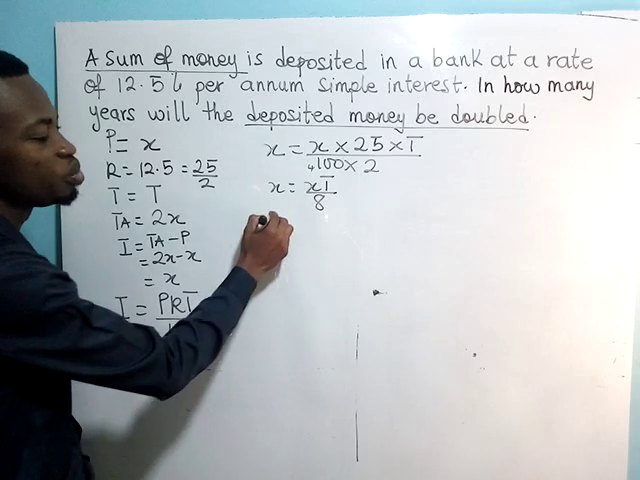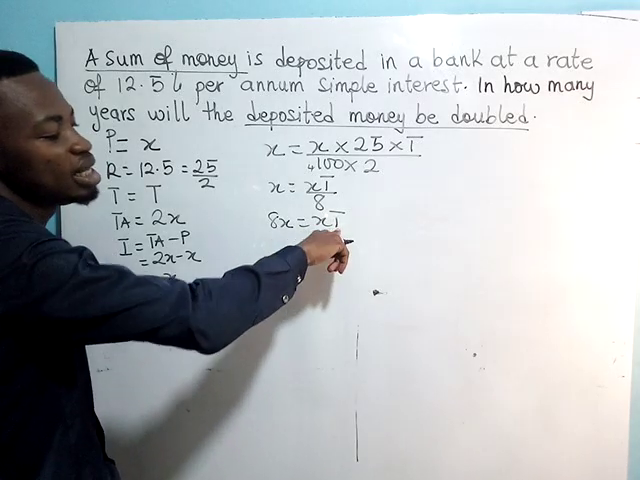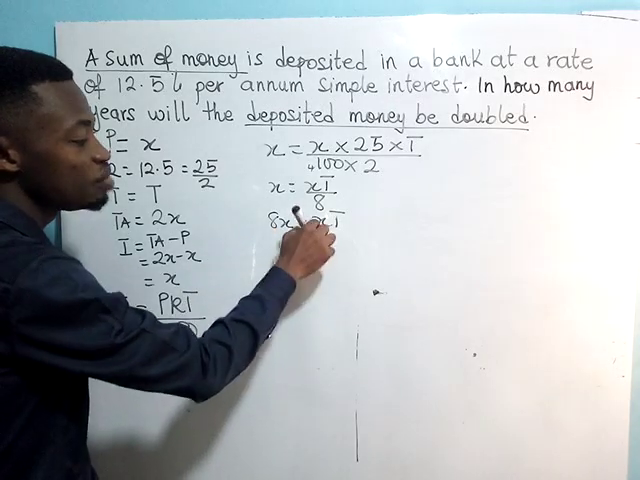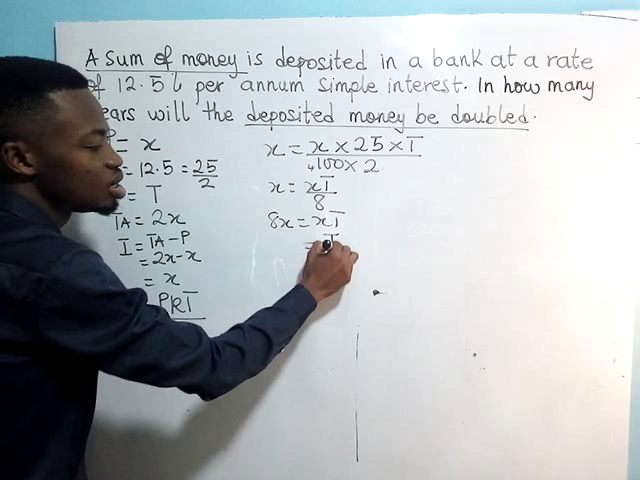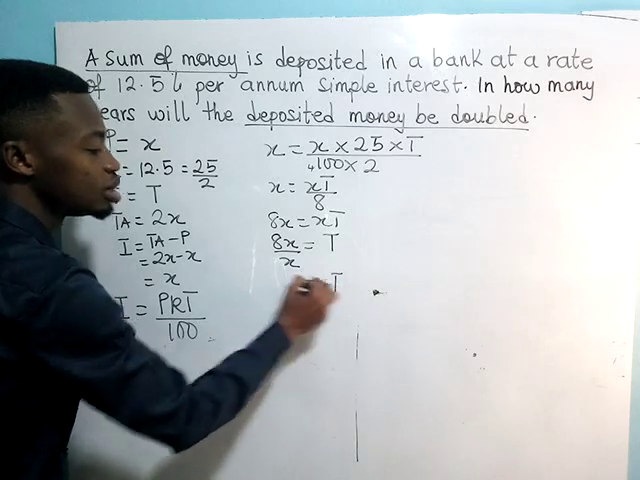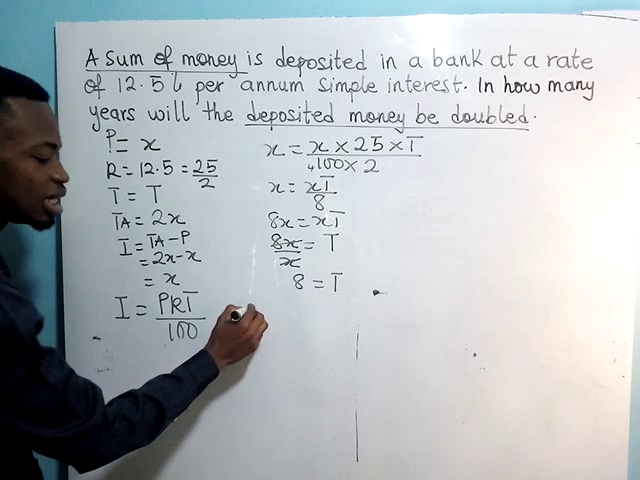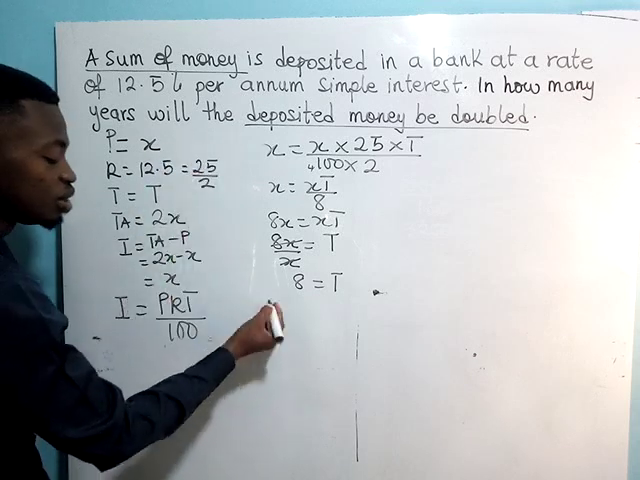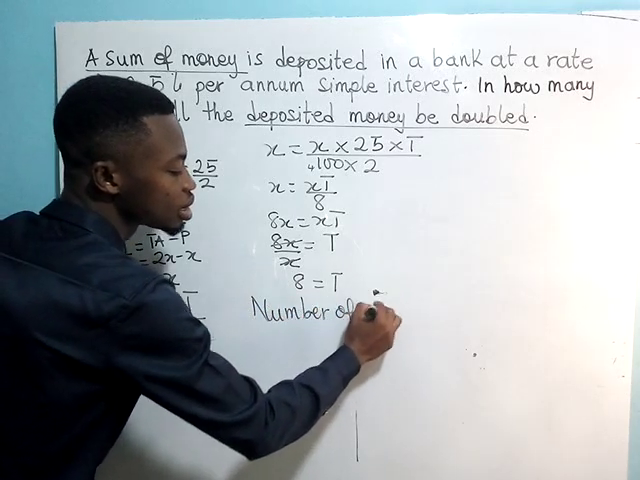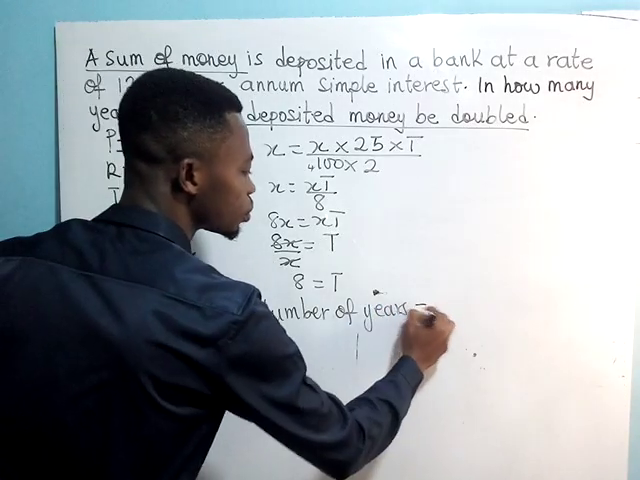Now we cross multiply, and we'll be obtaining 8X is equal to XT. Now since we are finding T, it means that our X is the coefficient. So therefore we divide through by the coefficient of T, which is X. So our T is equal to 8X over X, where X goes into 8X 8 times, which means that the time, in how many years, the number of years will be 8.